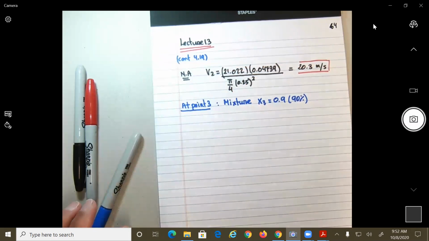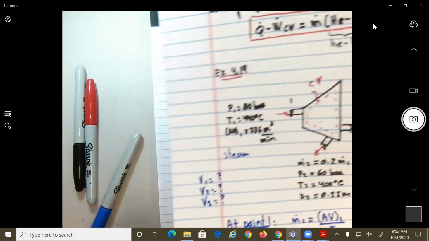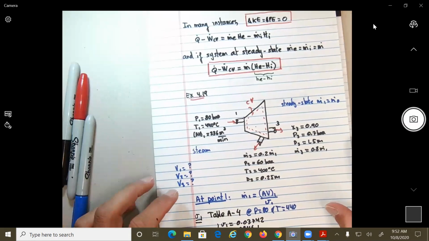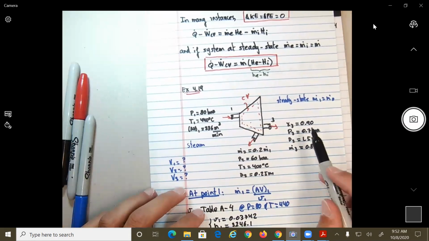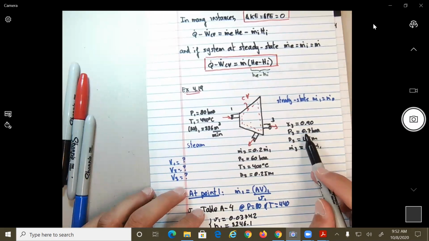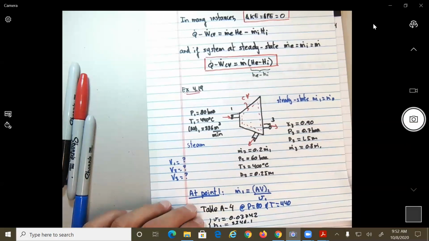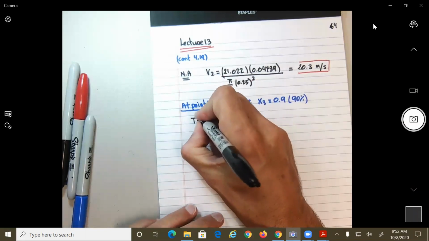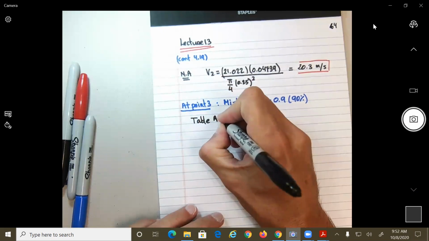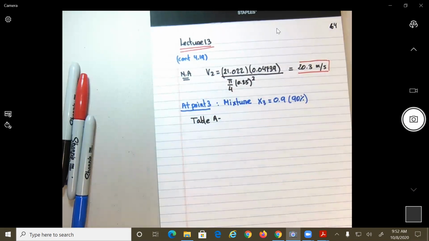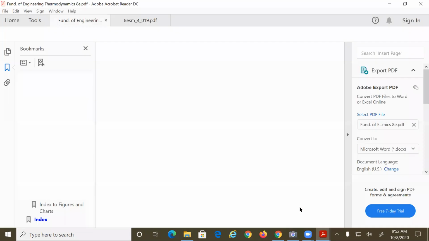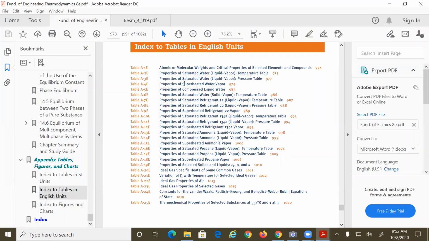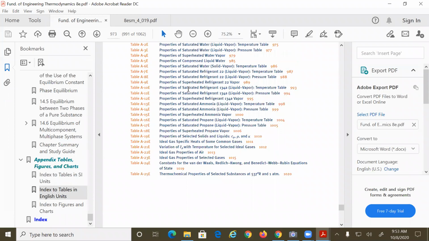Remember we need to know two things. So what do we know here? We know the quality and we know the pressure. So we need to go to which table? I think this should be table A3. Let's go back, I think I opened the tables here. So table A3, liquid vapor pressure table. It looks like it's going to be table A3, but this is English units.